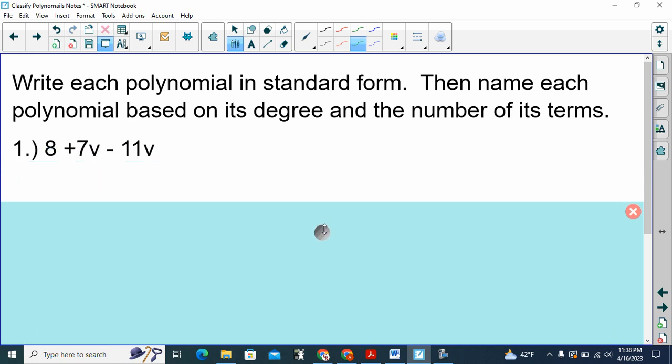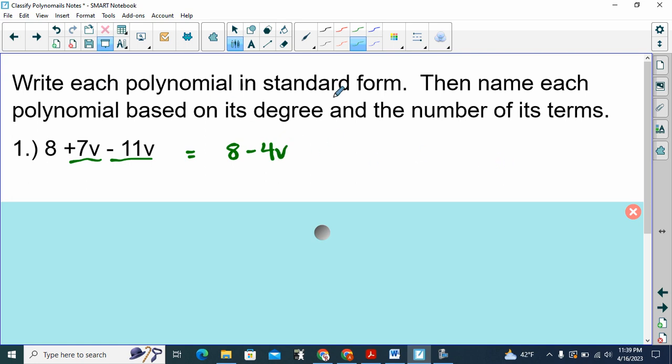So this one says 8 plus 7v minus 11v. The first thing we want to do before we do any of this is combine any like terms that we have. We've been combining like terms since chapter 2, I believe. These are like terms right here. Plus 7v and minus 11v. 7v minus 11v is minus 4v.